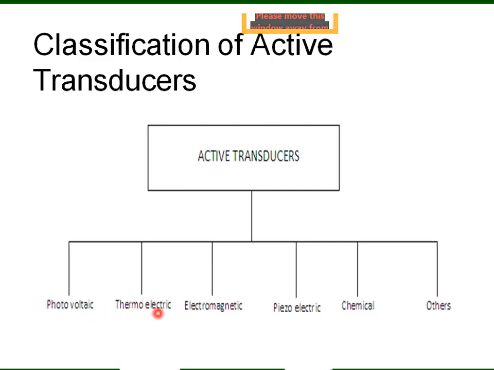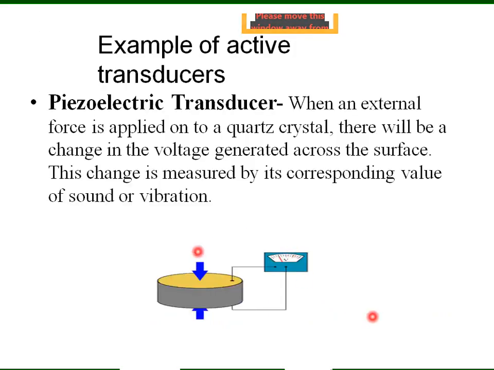Similarly, in the thermoelectric, if the temperature changes, it gives this change in temperature in terms of voltage or current. In the electromagnetic, if some input is changed, then the magnetic flux will change, and on the basis of that, some voltage or current will change. So there is no need of any external power supply here. Similarly, piezoelectric, chemical, and so on. See here, this is a piezoelectric transducer, one example taken for the active transducer.